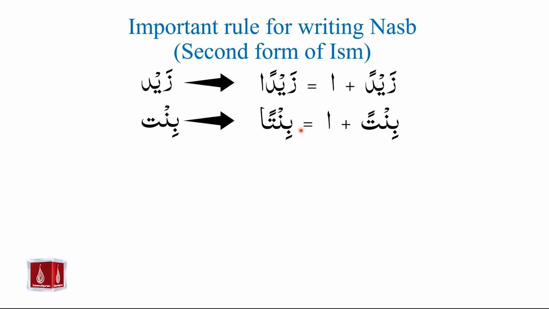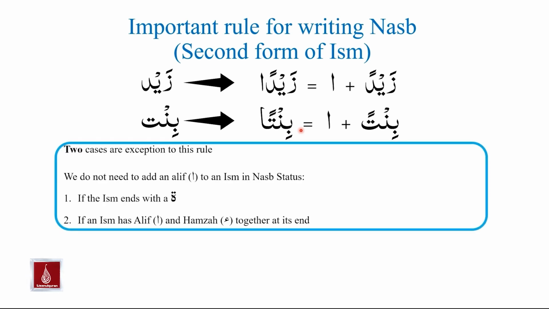There are two exceptions to this rule, and the exceptions are that we do not need to add an alif to an ism in the nasab status or in its second form if the ism ends with a round ta, or if an ism has alif and hamza coming together at its end. Let us look at a couple of examples.